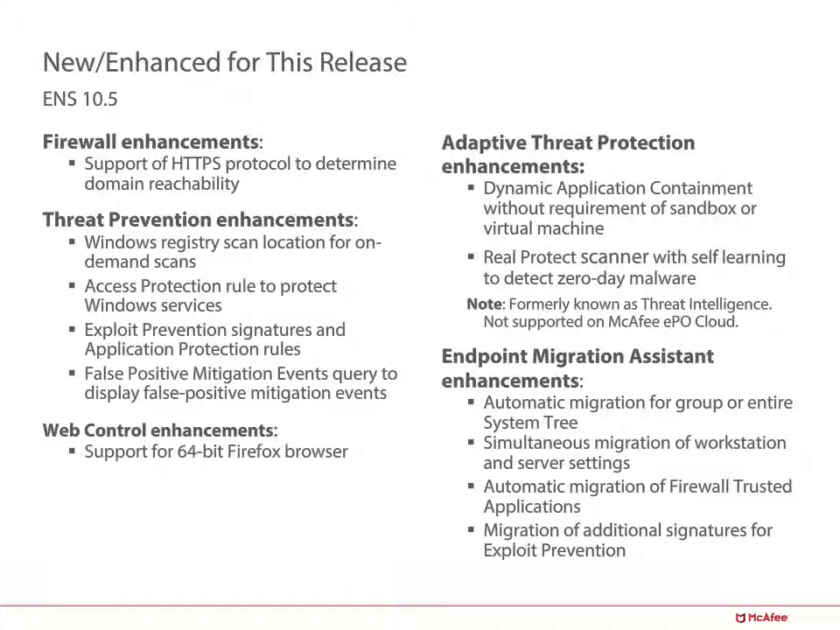For the firewall enhancements, we now support the HTTPS protocol to determine whether you can reach a domain or not. Other enhancements for threat prevention: we can say what registry scan location we want when you're doing an on-demand scan. We also have an access protection rule that protects Windows services. And as I mentioned before, we now have what we call exploit prevention signatures, which were the old host intrusion prevention signatures, and application protection rules, where some of those signatures are now in the application protection rules.